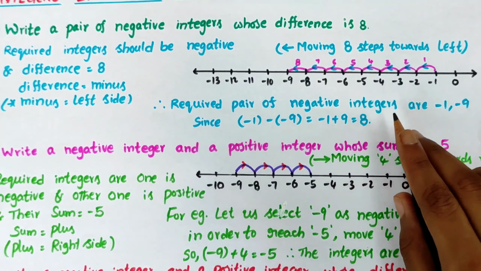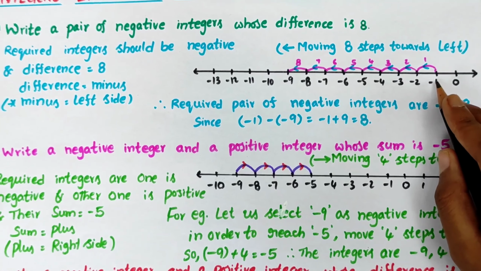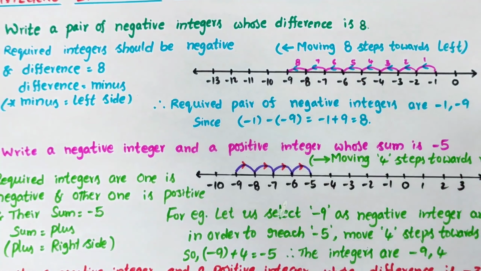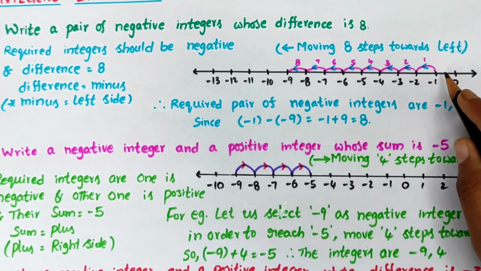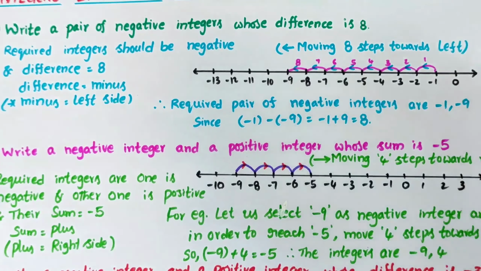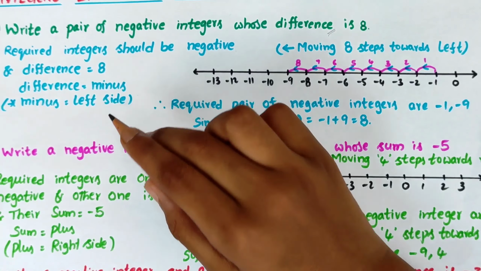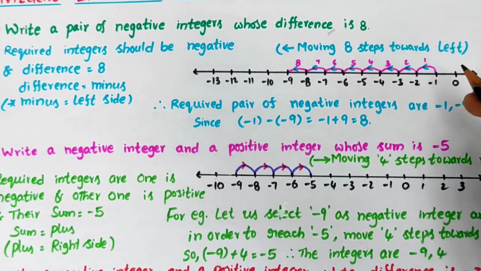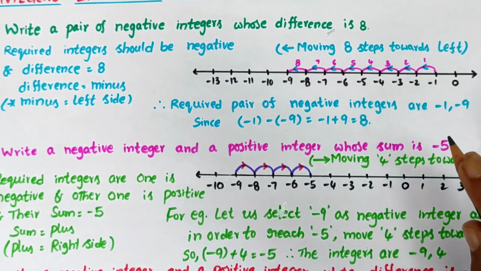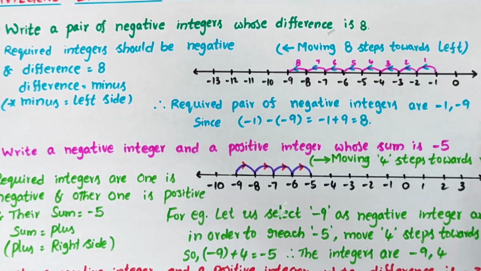Required pair of negative integers are minus 1 and minus 9. How do we get minus 9? Because we are moving 8 steps. Here it is as difference, so we are moving towards left side. So by moving towards left side from minus 1, we get minus 9. So required pair of negative integers are minus 1 and minus 9.